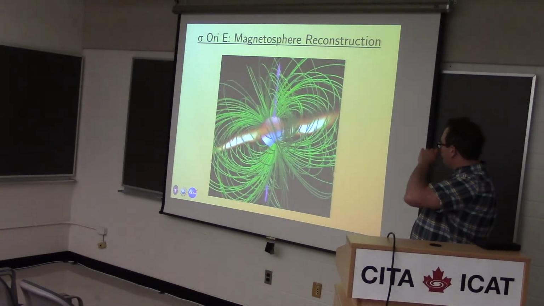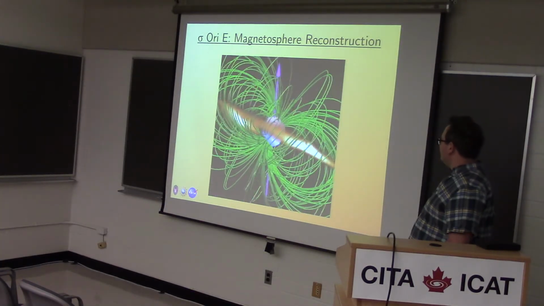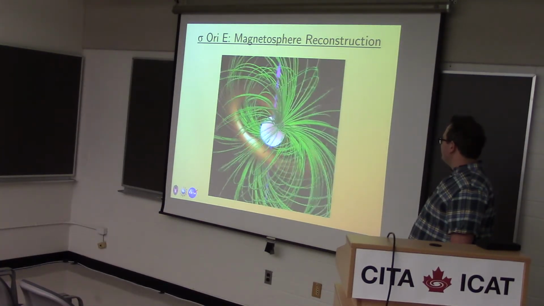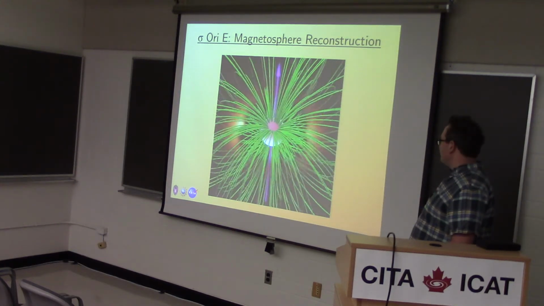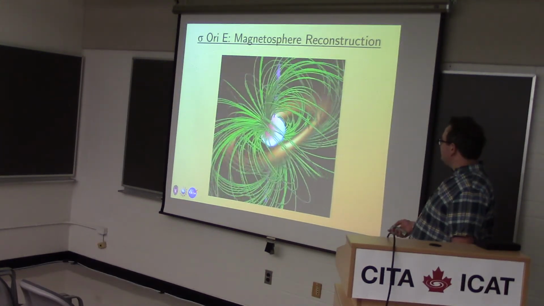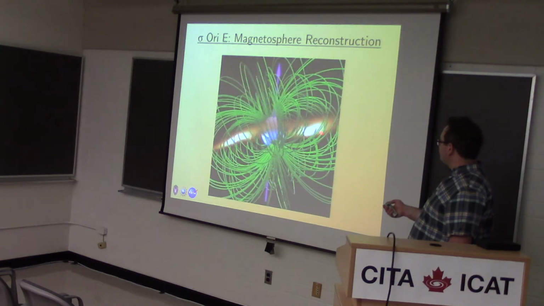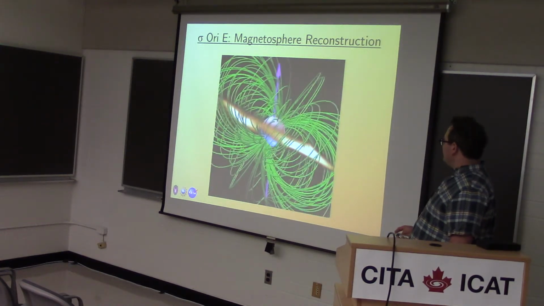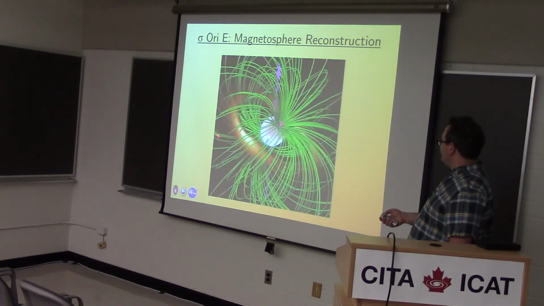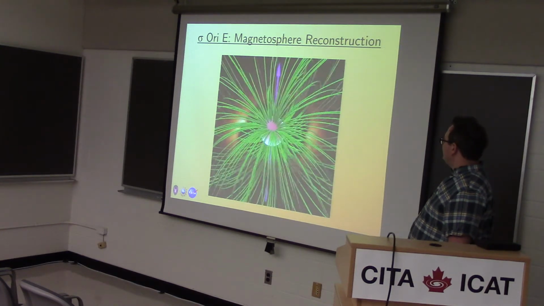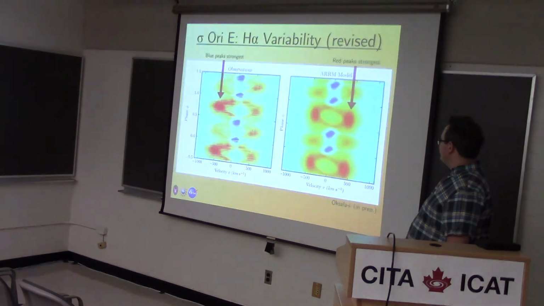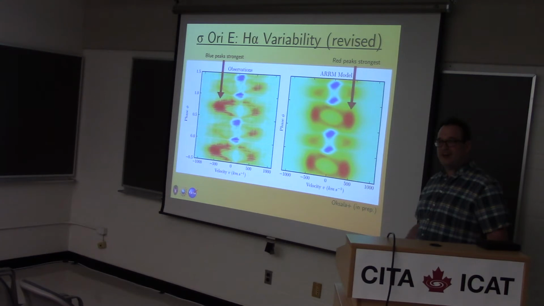So this is what the reconstructed magnetosphere looks like. This is using a slightly more up-to-date visualization code, but you can still see that the material is concentrated into 2 sort of clouds that are kind of in the same location. Now the big question is, how well does it match the observations now?